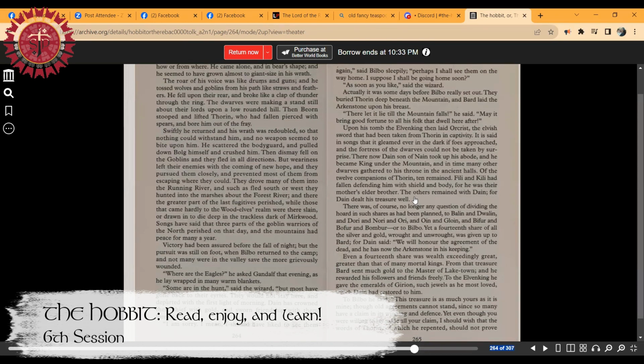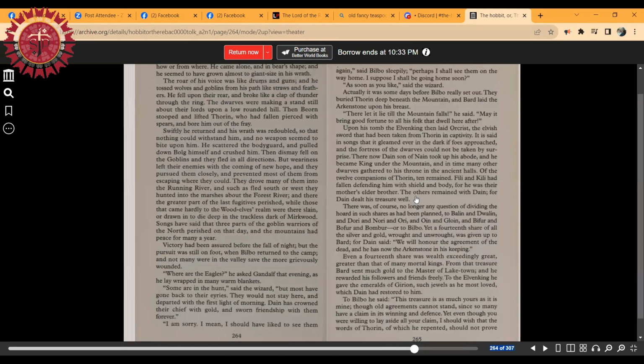They buried Thorin deep beneath the mountain, and Bard laid the Arkenstone upon his breast. "There let it lie till the mountain falls," he said. "May it bring good fortune to all his folk that dwell hereafter." Upon his tomb, the Elven King then laid Orcrist, the elvish sword that had been taken from Thorin in captivity. It is said in songs that it gleamed ever in the dark if foes approached, and the fortress of the dwarves could not be taken by surprise.